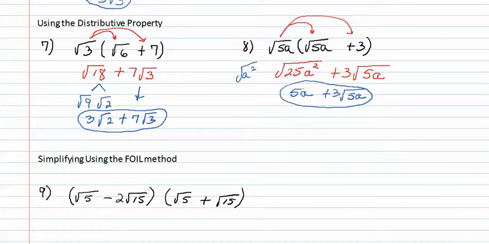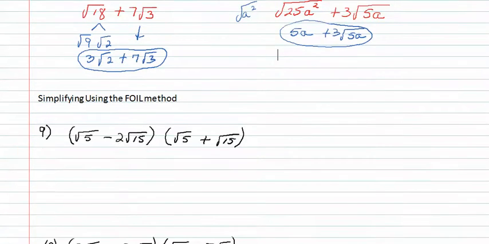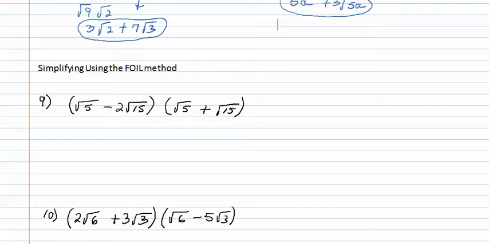Okay. The next example is using the FOIL method to simplify radicals. Alright, so I'm going to move down a little bit. Okay, hopefully I have enough space. I'm going to use a FOIL method, and I'm going to multiply this term with the first term. That's our F. So I'll kind of maybe label this for you. So this term with the first term. So radical 5 and radical 5 is radical 25.